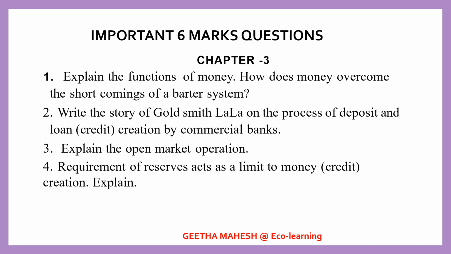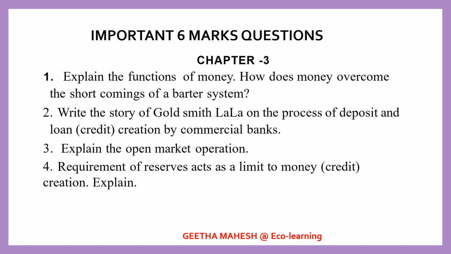And from macroeconomics chapter 3, that is money and banking, from this chapter you can expect one 6 mark question. There are 4 important questions. First one is money, that is, explain the functions of money. How does money overcome the shortcomings of the barter system?